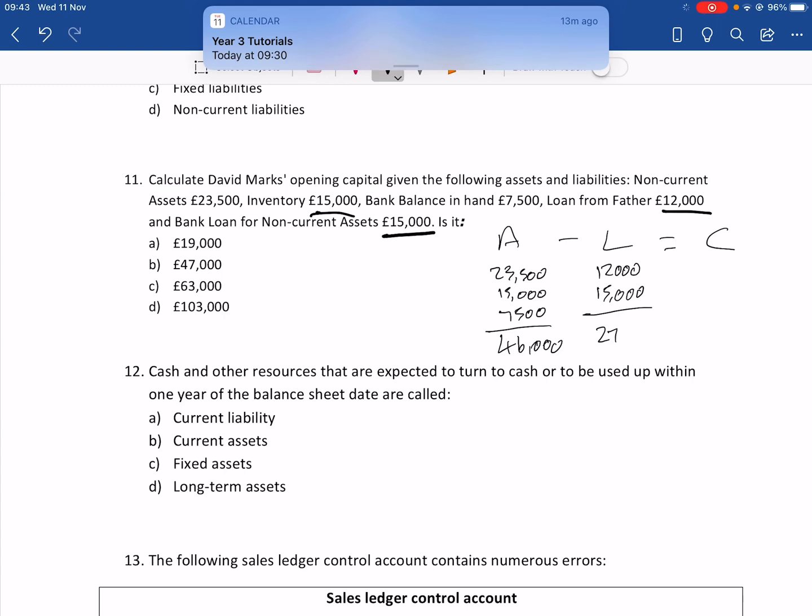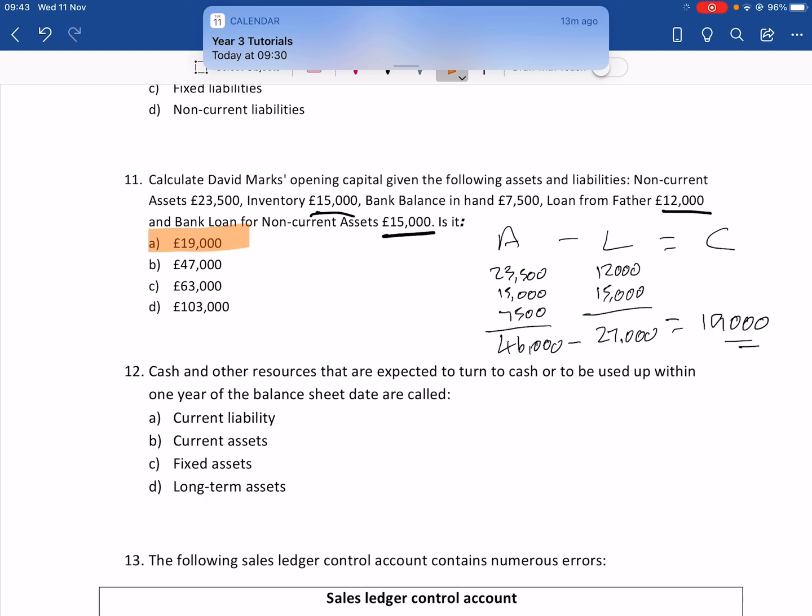So again, using the equation, minus, so 27,000 are liabilities. So therefore that will give us the capital figure. So 46,000 minus 27,000 equals 19,000. So the answer to that question is £19,000.